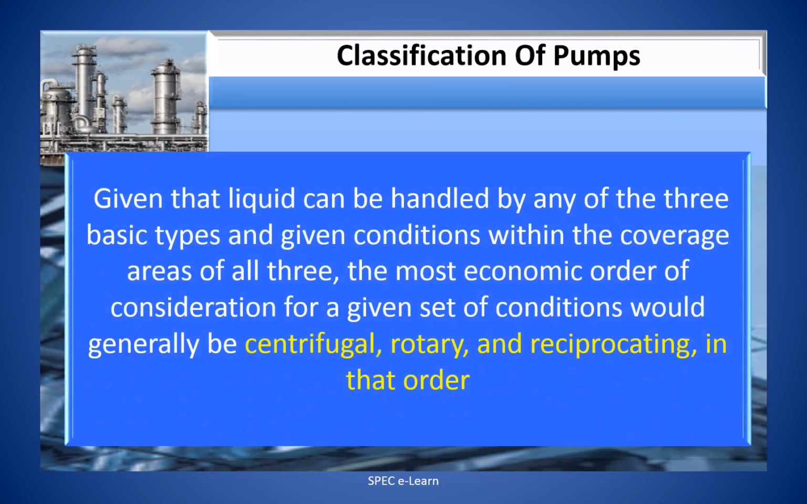So far we have discussed three main types of pump categories: centrifugal, reciprocating and rotary pumps. Given that a liquid can be handled by any of the three basic types and given conditions within the coverage areas of all three, the most economic order of consideration for a given set of conditions would generally be centrifugal, rotary and reciprocating, in that order.